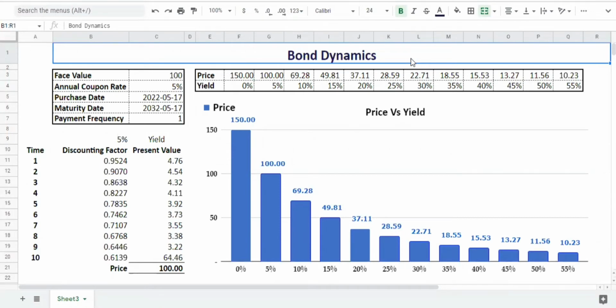Now I am going to discuss the price versus yield relationship pertaining to a bond. So I have taken an example here and I have done some calculations using Excel.